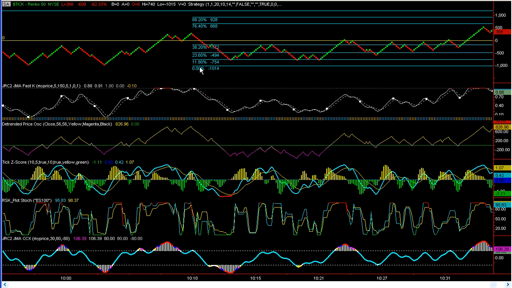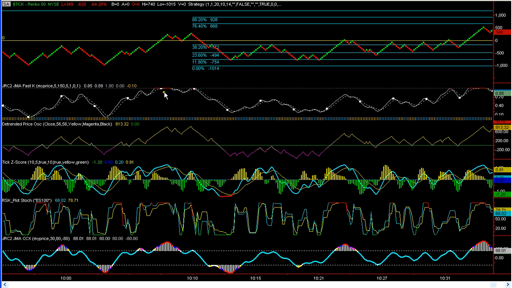We are only using a zero line, an 11.8% retracement, a 23.6, a 38, and then we jump to a 76, an 88, and a 100. So we're eliminating any of the Fibonacci retracements between 38 and 76. And we notice that the pivots there are relatively predictable. Now, let's go to our first subgraph.